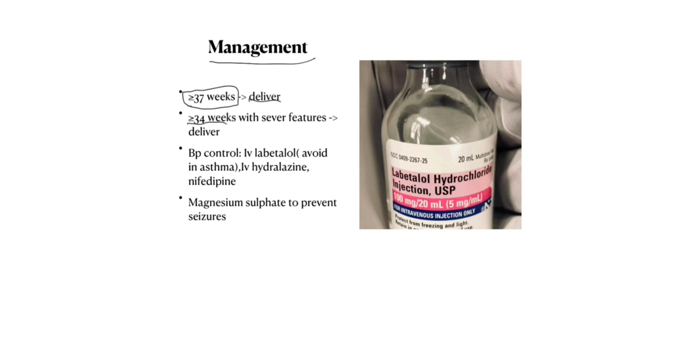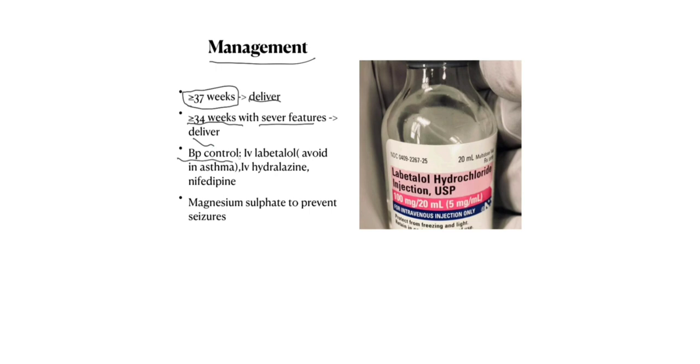At greater than or equal to 34 weeks with severe features that we talked about, the creatinine greater than or equal to 1.1, the platelet less than 100,000, the other things like the transaminase is greater than or equal to 2 times upper limit of normal. So these are all the severe features. So if these are present, then deliver at 34 weeks or more of gestation.